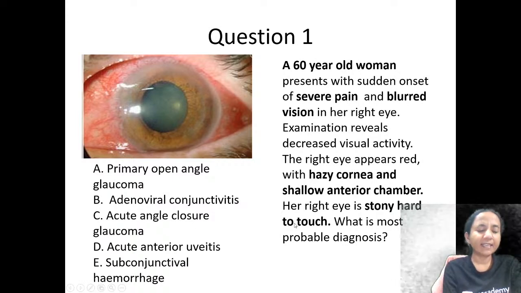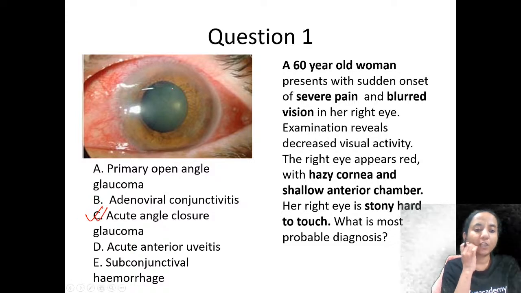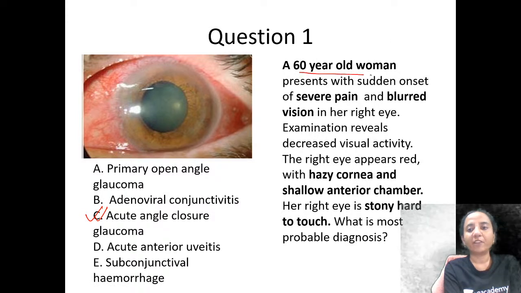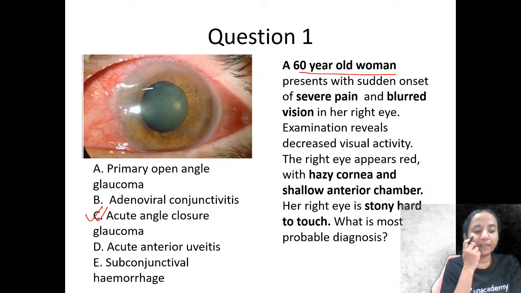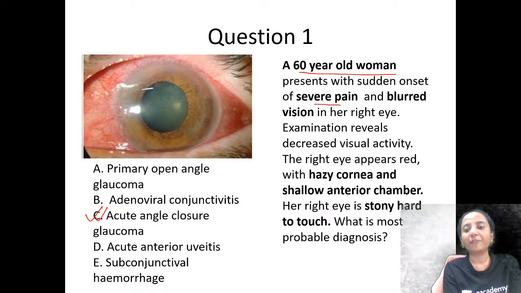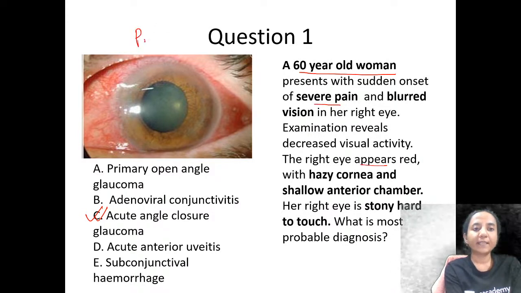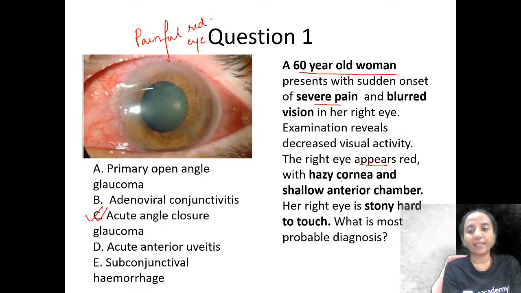Let me tell you, the answer is acute angle closure glaucoma. Now, why are we calling this acute angle closure glaucoma? Because they are talking to us about an elderly female patient. These are the pointers in the question. They are saying that the patient has presented with a painful red eye. And when you examine the patient, they say that the cornea is hazy, the anterior chamber is shallow, and the eyeball is stony hard to touch.